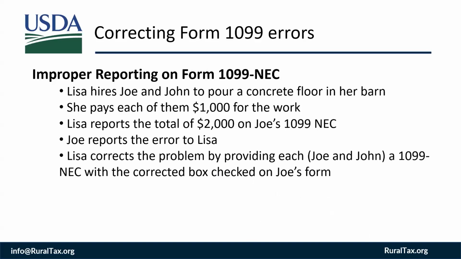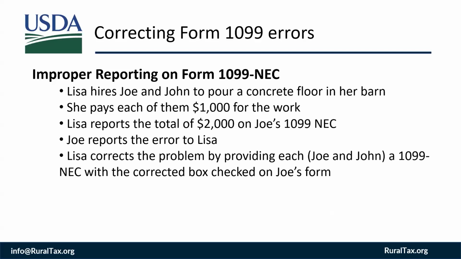What about the NEC form? This is actually something I've seen happen. The individual hires 2 people. Let's use Lisa here, who hires Joe and John to pour a concrete floor in her barn. She pays each of them $1,000 for the work. But when they report the 1099 NEC, they put $2,000 on Joe's 1099, and John receives nothing.